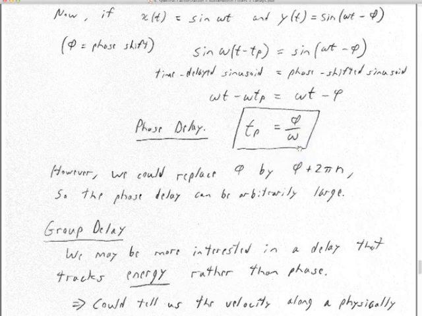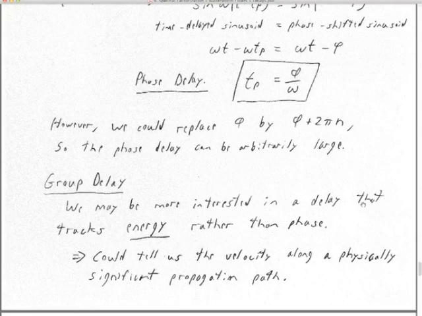Very simple. Now, of course, the phase shift is a little bit uncertain. We could replace phi by phi plus 2 pi times any integer n, and we would get exactly the same result. So the phase delay can be arbitrarily large, or it could be arbitrarily negative. N could be a negative number as well. So there is that uncertainty.